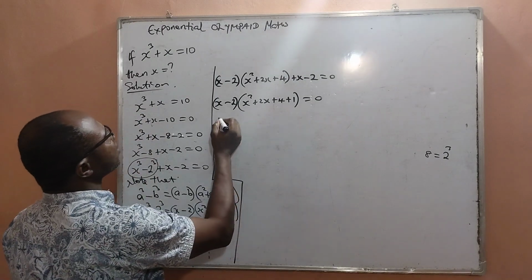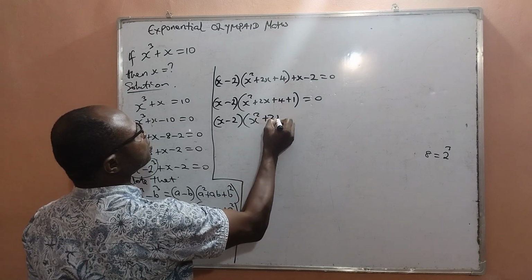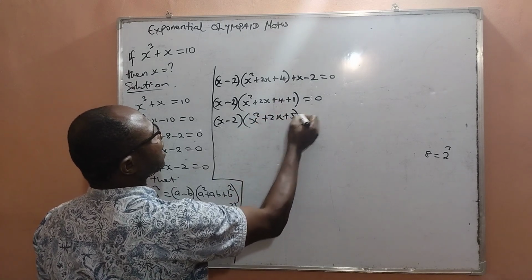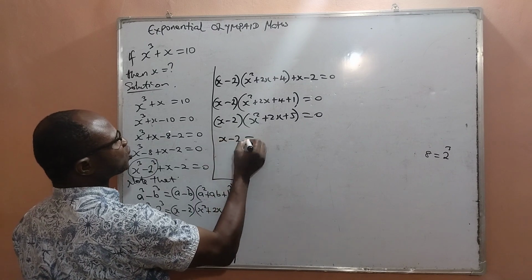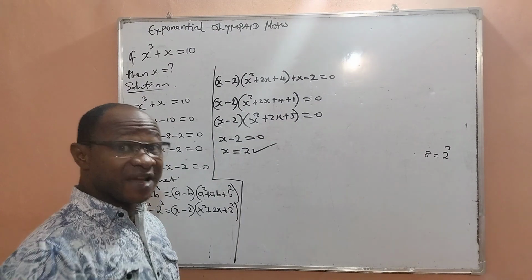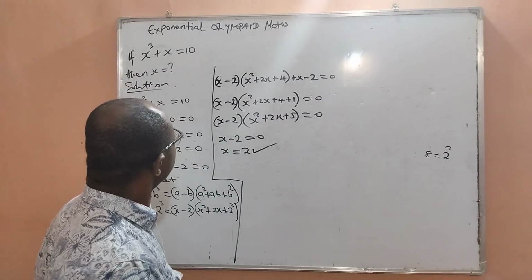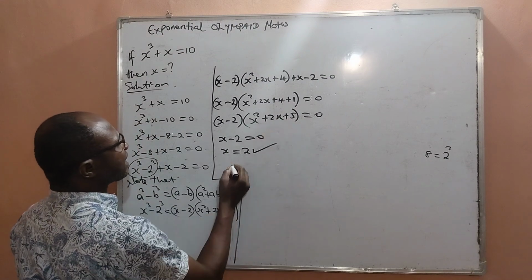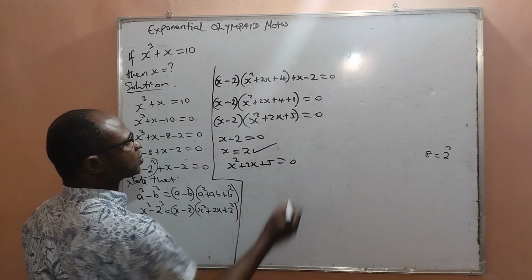Now, moving forward, this is going to be x minus 2 into x squared plus 2x, this and this will give me plus 5 equal to 0. At this point, the first bracket, x minus 2 is equal to 0, meaning that x is equal to 2. I have gotten the first value of x, the real value of x. Now, from the second bracket, x squared plus 2x plus 5 equal to 0.